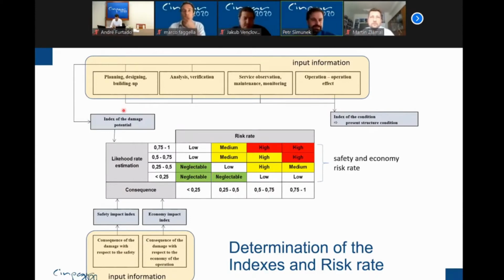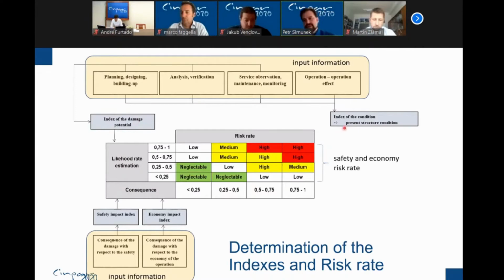The damage potential, I mean the index of the damage potential, expresses the propensity, or also it could be estimated as a probability of failure, but it's just the estimation. It's not the calculated probability.